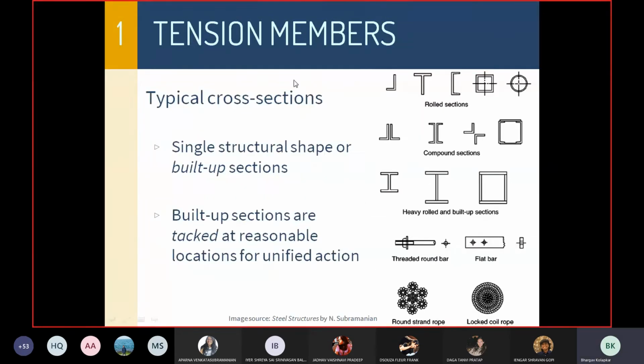Then common cross sections. The most typical cross section is an angle member. You'll see an angle member very commonly used as a tension member, especially in trusses.